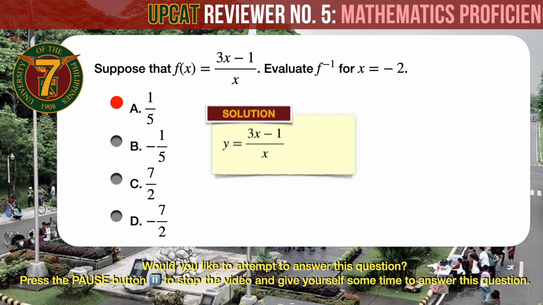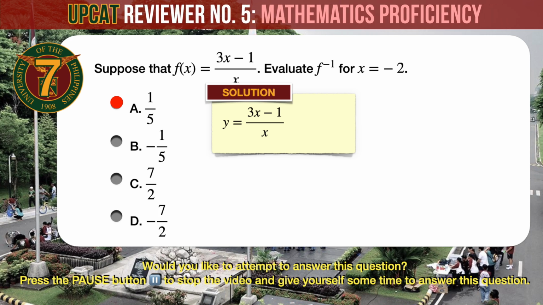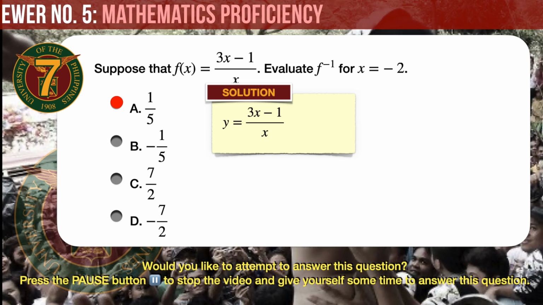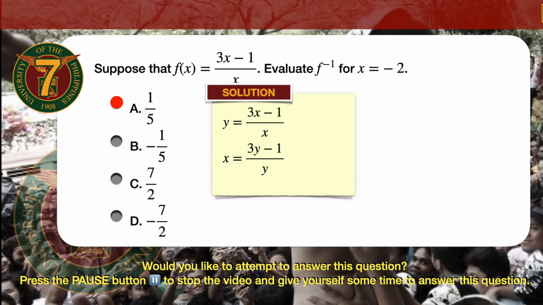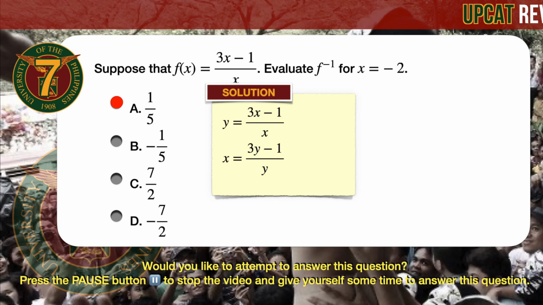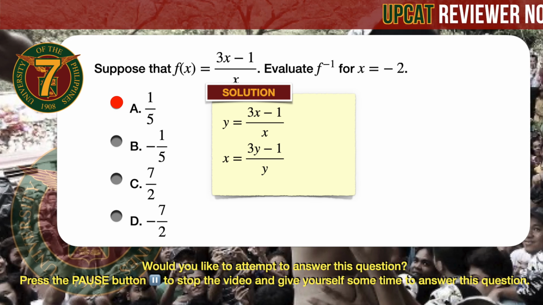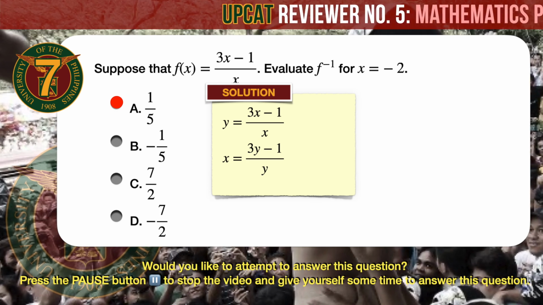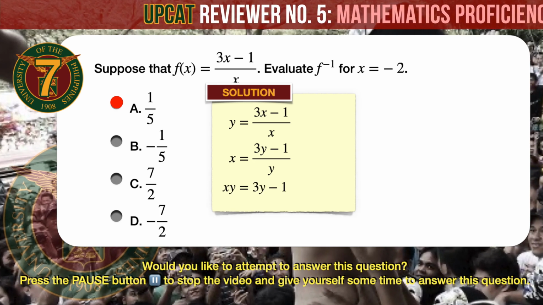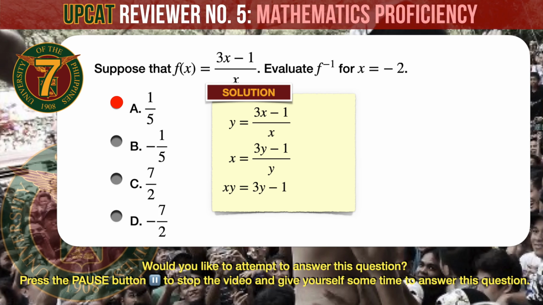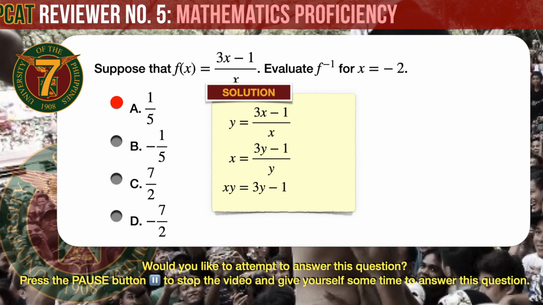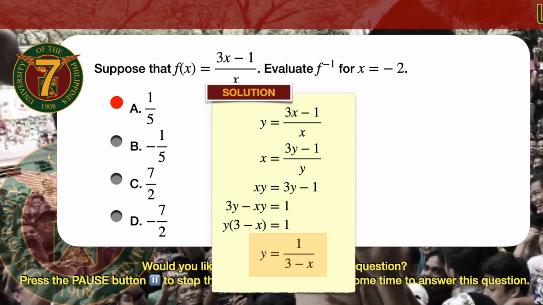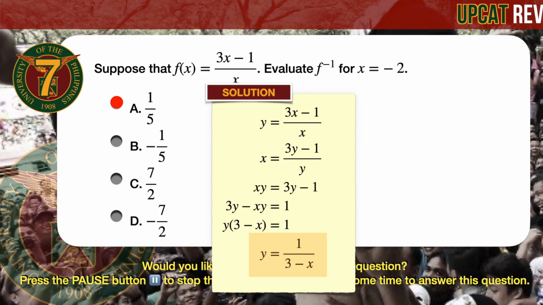1/5. Equating the function of x to y, we have y is equal to the quantity 3x minus 1 over x. Recall from algebra that, to find the inverse of a function we just have to switch the x and the y and then solve for y. Therefore, x is equal to the quantity 3y minus 1 over y. Multiplying both sides of the equation by y, we'll have xy equals 3y minus 1. Remember that we are now solving for y. We should arrive at y equals 1 over the quantity 3 minus x.